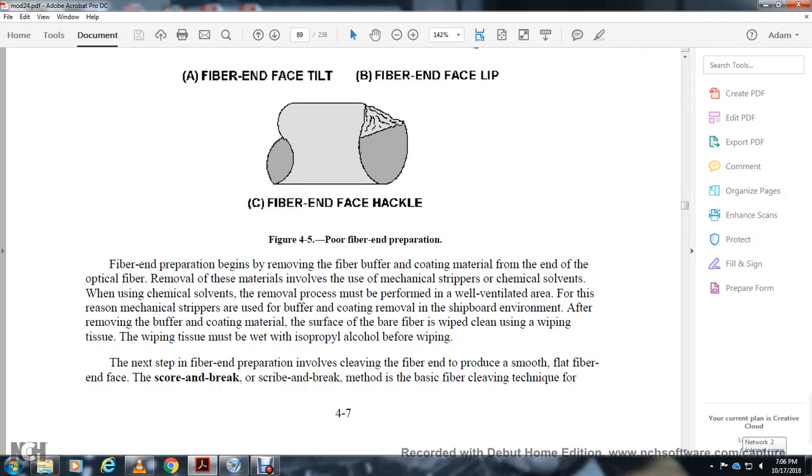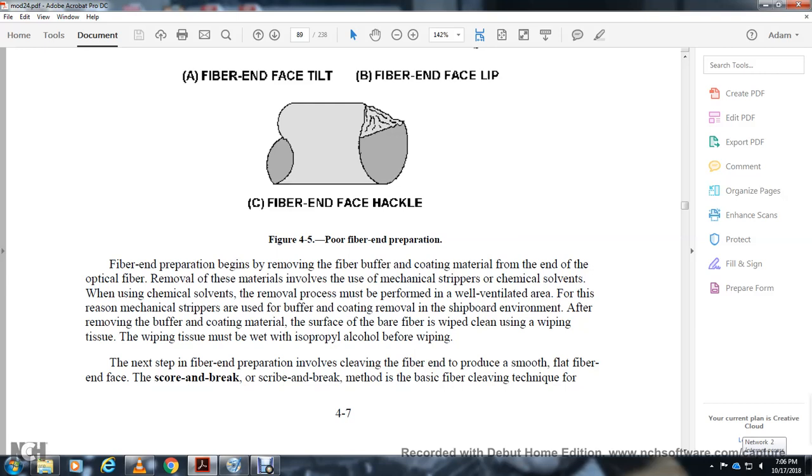Fiber end preparation begins with removing the fiber buffer, the coating material, from the end of the optical fiber. Remove the materials by mechanical or chemical means. If using a chemical solvent, work in a well-ventilated area. For mechanical stripping, use a strip tool to remove the buffer coating from the end of the fiber. Then wipe clean with a wiping tissue. The wiping tissue must be wet with isopropyl alcohol before wiping.